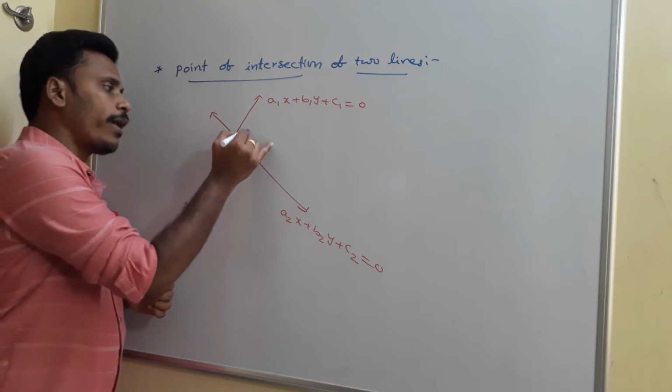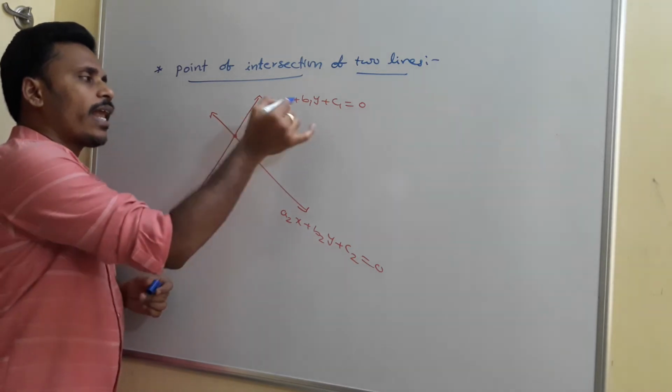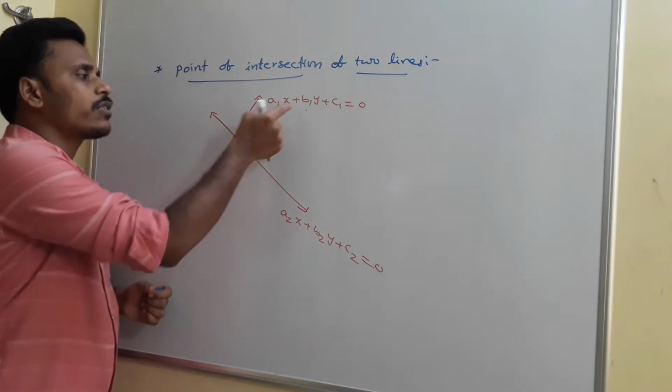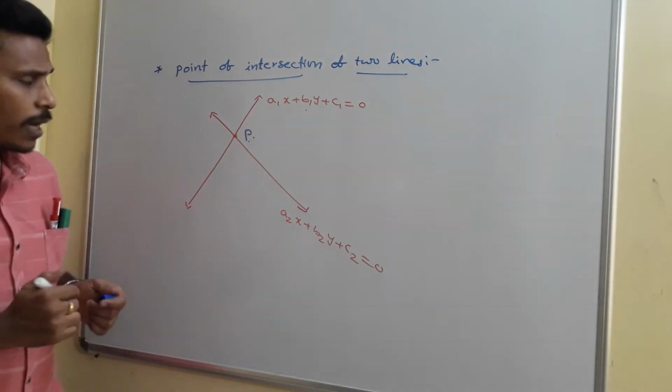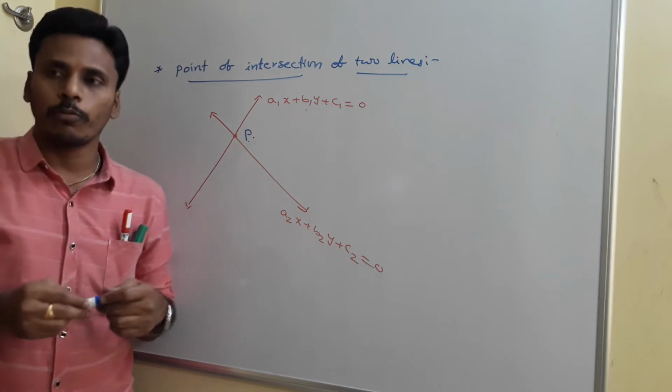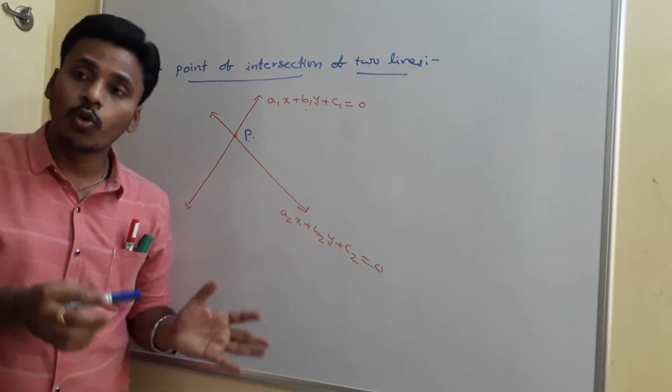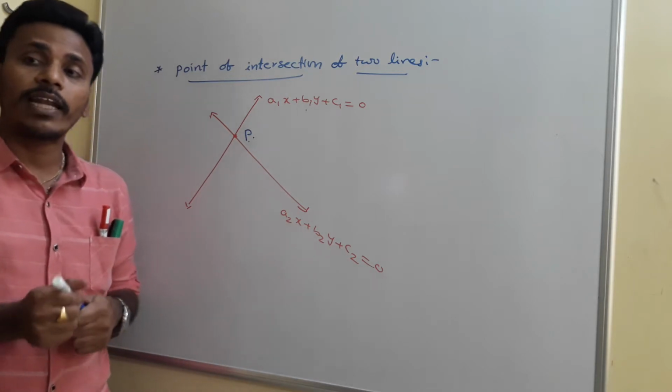See, if you say this point as some p, this p lies on the first line, this p lies on the second line, so this p is common for these two lines. Okay, sometimes we can't find the p also, because if the lines are parallel, then there is no such p, and if the lines are coincident, then we can have infinite number of such p's.